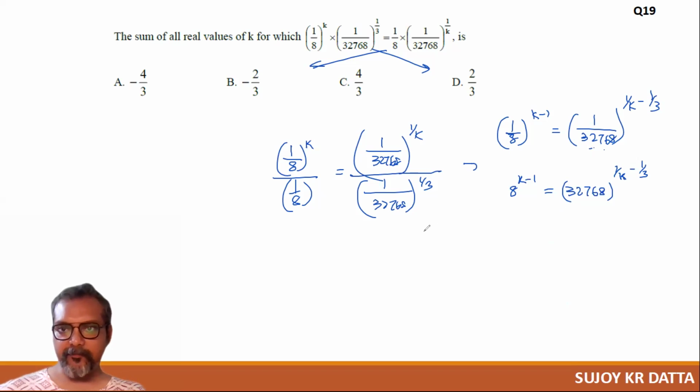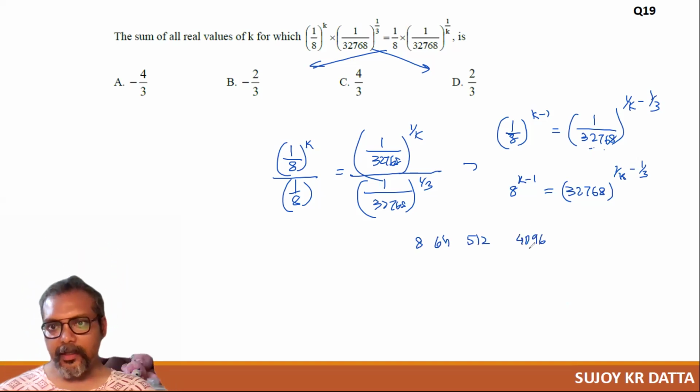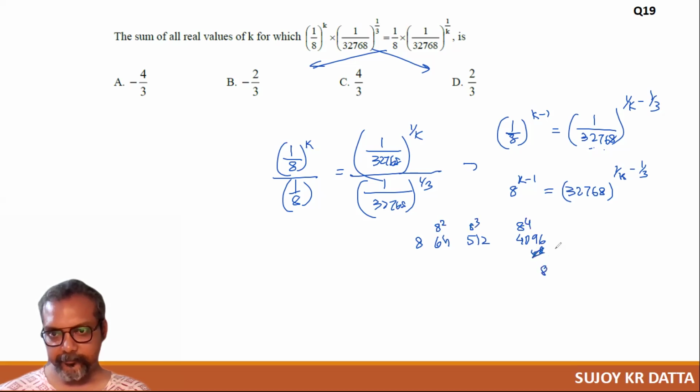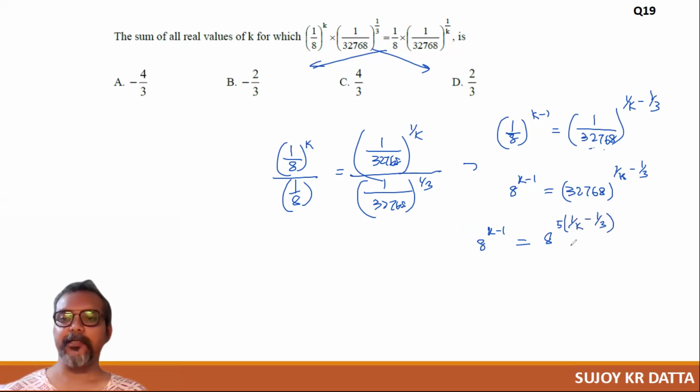So now 32768 will factorize. So we know 8 powers, 8, 64, 512. Now if I multiply with 8 again, 4096, and then multiply with 8. So this is 8, 8 squared, 8 cubed, 8 to the power 4, and another 8 if I multiply. So this is 8 to the power 5. So the equation now changes to this. Now equating the powers.